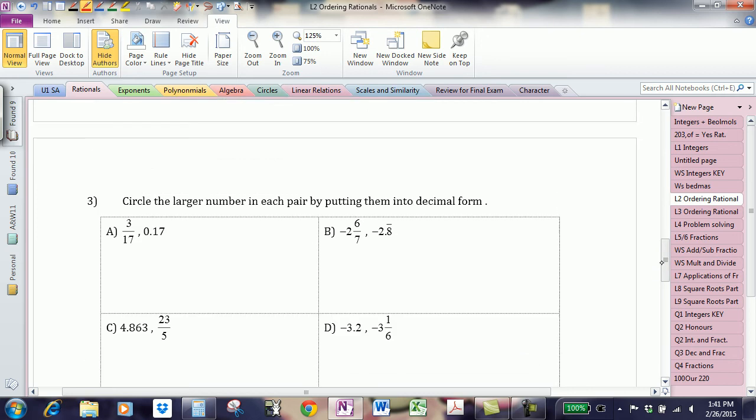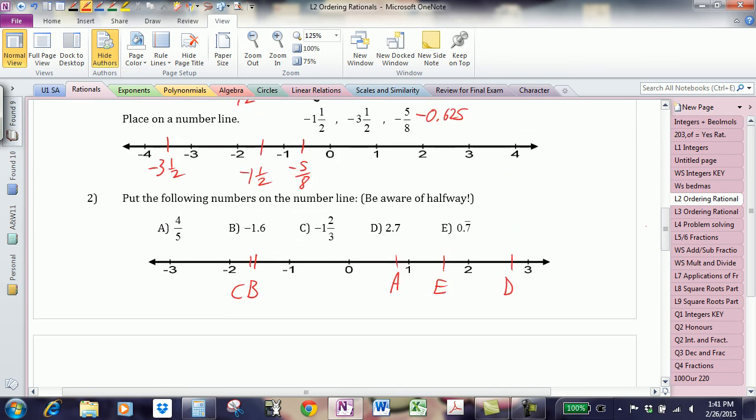Okay, so let's have a look up here. So we should have C and B close together, but they are not halfway. They're a little bit closer to negative 2. Then we have A pretty close to 1, E a little bit to the right of a half, and D should be right there between 2 and 3.